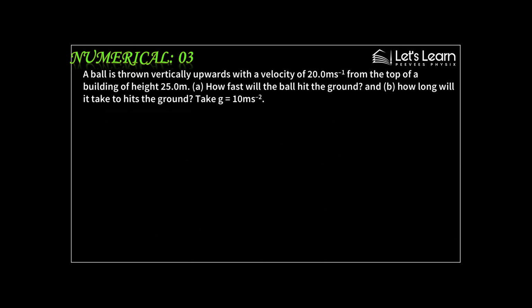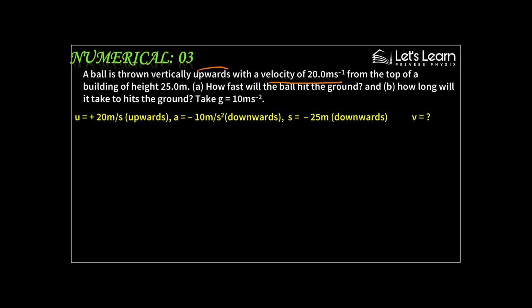Numerical number 3. Same question, but something else they are asking. Moving on to numerical number 3. The question says the starting velocity of the ball is 20 meter per second in the upward direction. So u equals plus 20. Why is it plus? Upwards. It is thrown from a height of 25 meter and they wanted how fast the ball hits the ground.